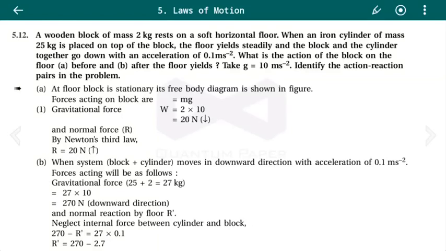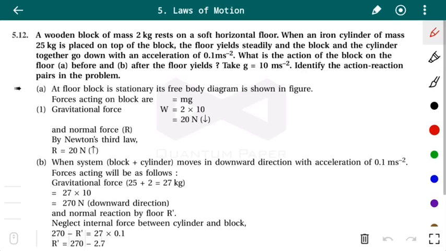Now numerical number 5.12. A wooden block of mass 2 kg rests on a soft horizontal floor. When an iron cylinder of mass 25 kg is placed on top of the block, the floor yields steadily and the block and the cylinder together go down with an acceleration of 0.1 meter per second square. What is the action of the block on the floor before and after the floor yields? Take g equals 10 meter per second square. Identify the action-reaction pairs in the problem.